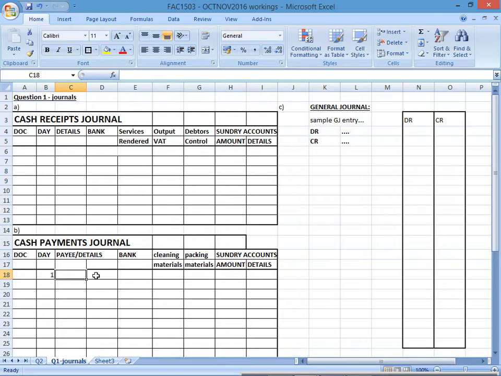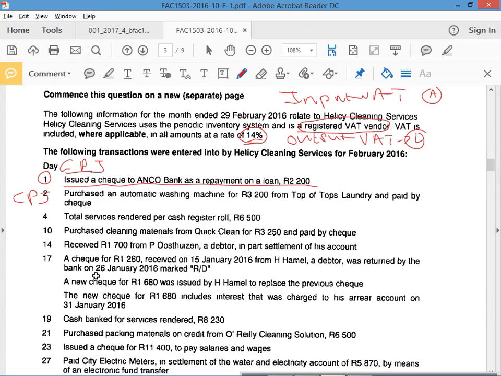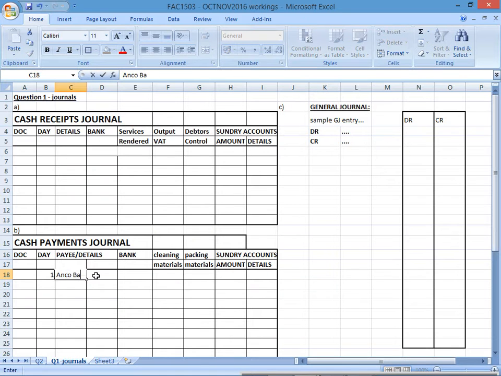The name of the payee was Anco Bank. How much did I pay? 2,200. Do I have a column for the loan? No. Sundry accounts is for other accounts. Sundry is when you don't write down a separate column for it. So I need to show 2,200 here because there was no column for the loan. And that's how you record transactions.